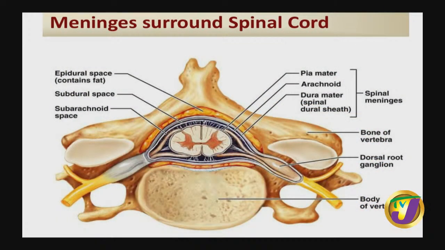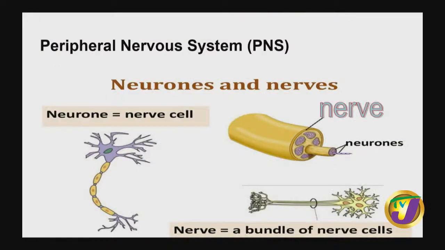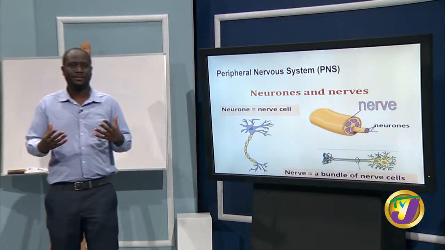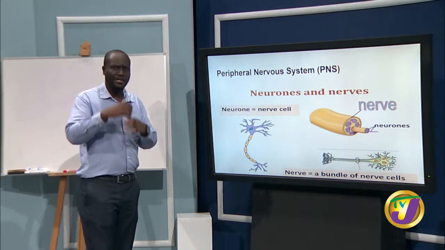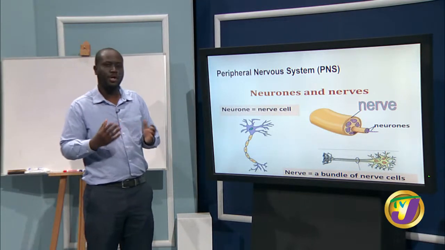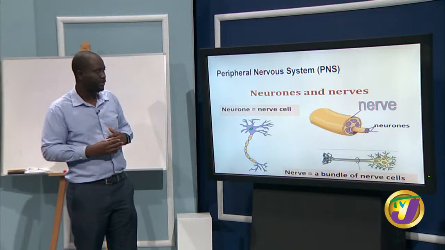As I said to you before, all the topics in biology are linked. So we finish with the central nervous system, which is made up of the brain and spinal cord. Now we move into the peripheral nervous system, which consists of nerves. So a nerve is just a bundle of nerve fibers. I like to look at it as electrical wire, or the telephone wire. On the outside, it looks like just one wire, but when you cut it, there are smaller wires inside it. The same thing with the nerves.